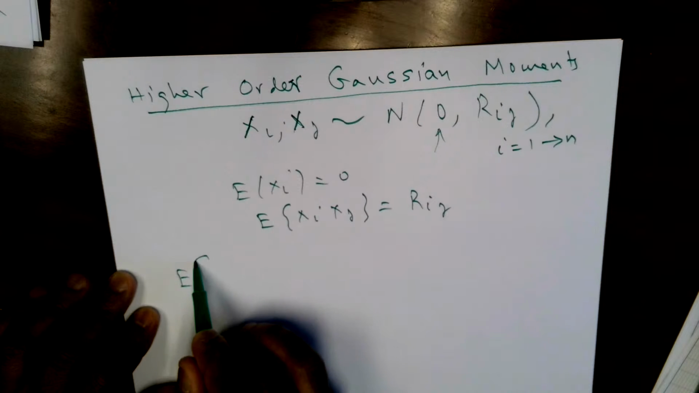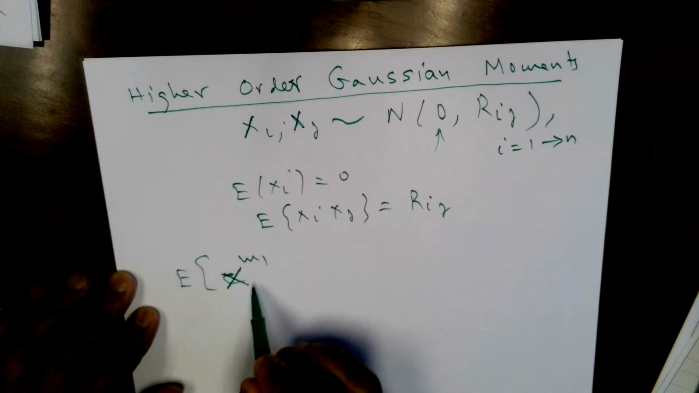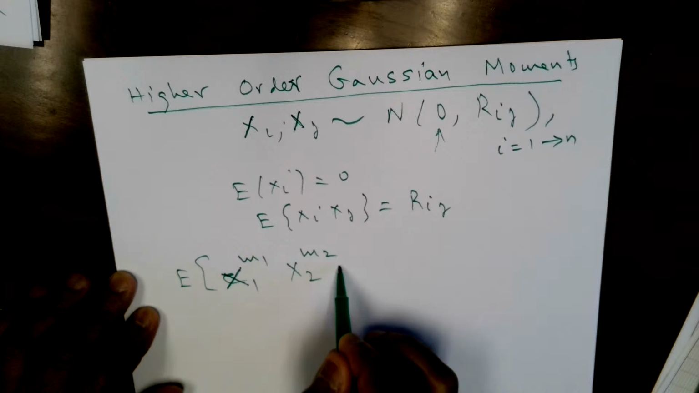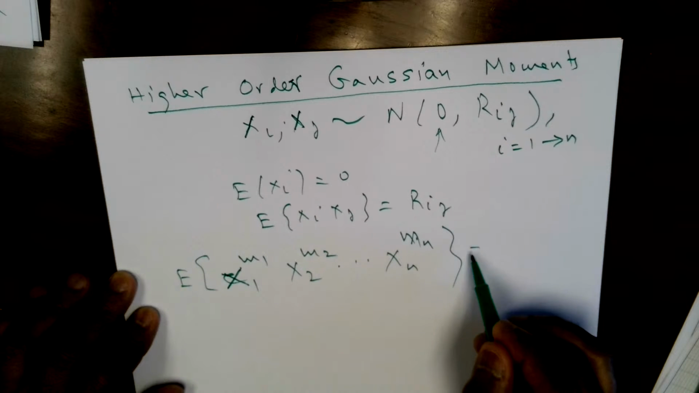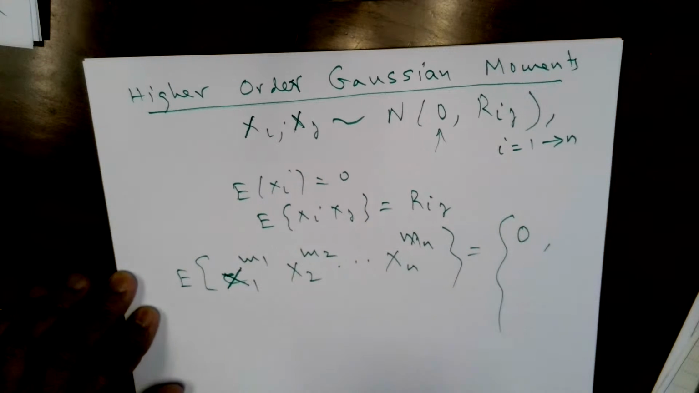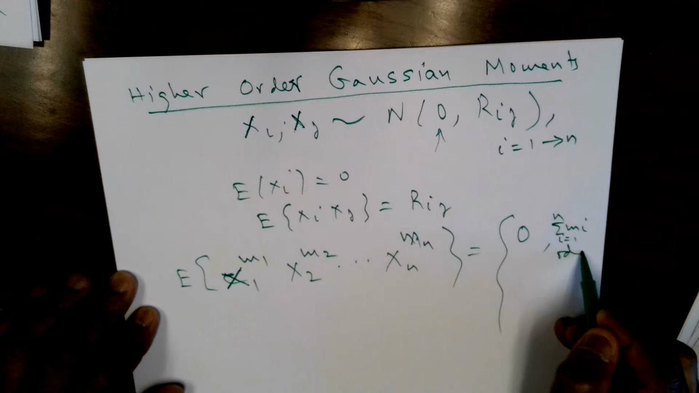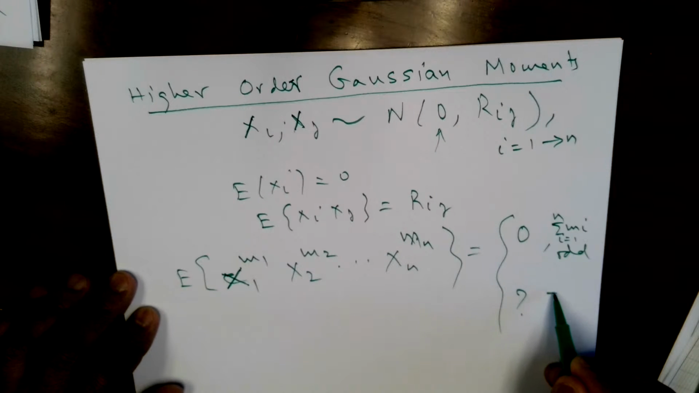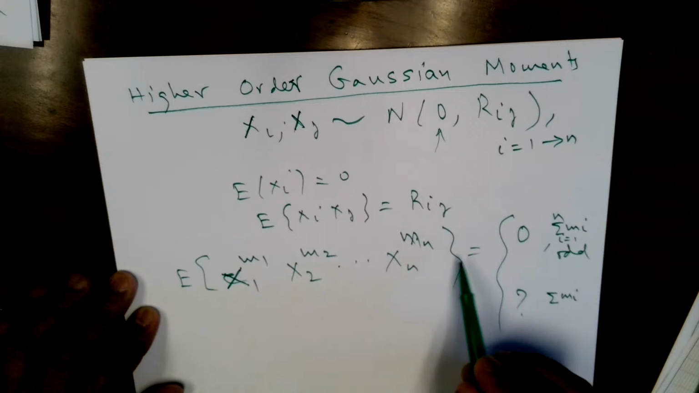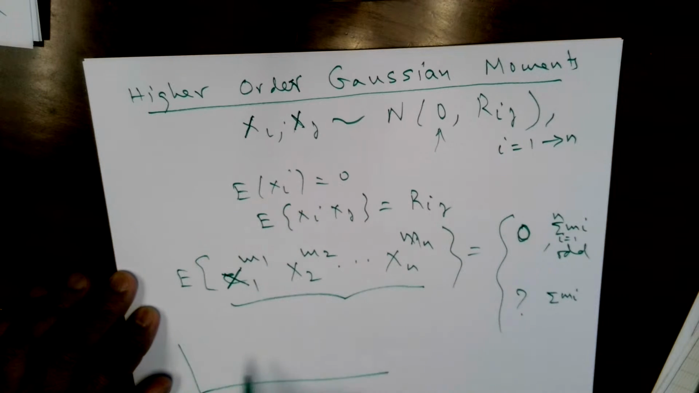What we are interested in is finding terms like this: x1 to the power m1, x2 to the power m2, etc., xn to the power mn. These moments. So the first result I'm going to show is that if all these exponents add up to odd, then this joint moment is zero. So this is the result I want to show first.